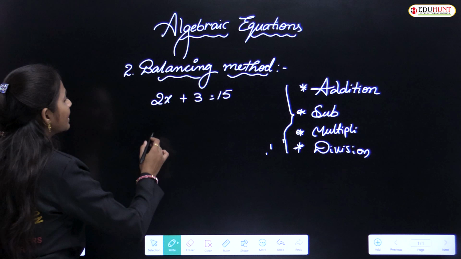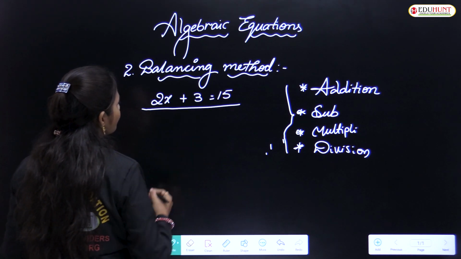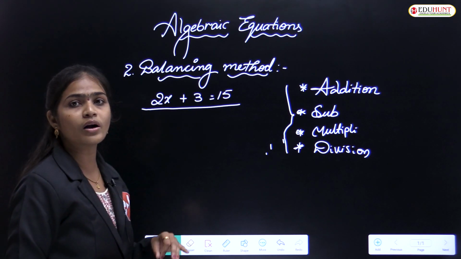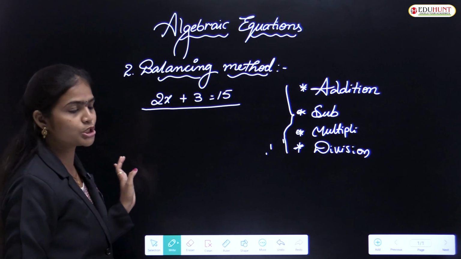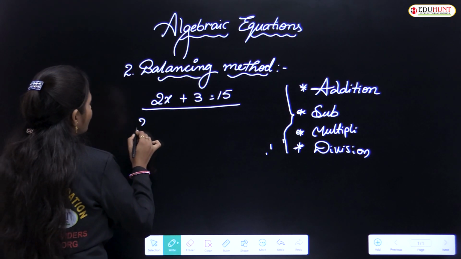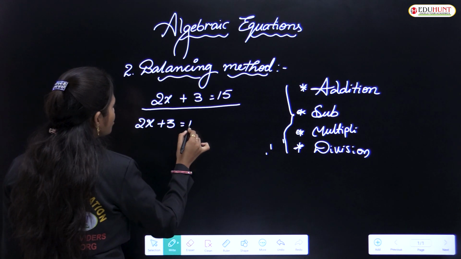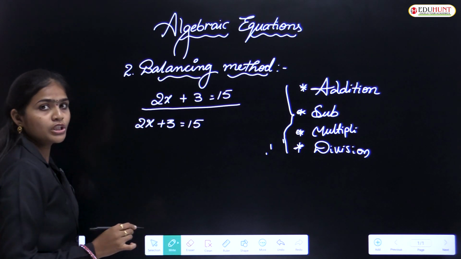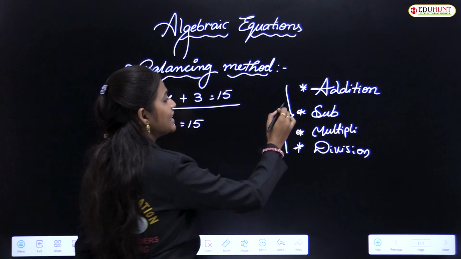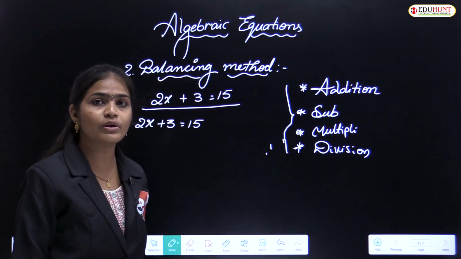Okay, now here the given question is 2x plus 3 is equal to 15. What is the solution of that given equation? So here, 2x plus 3 is equal to 15. By which number, and how can we choose that? Addition, subtraction, multiplication, division, how can we choose?